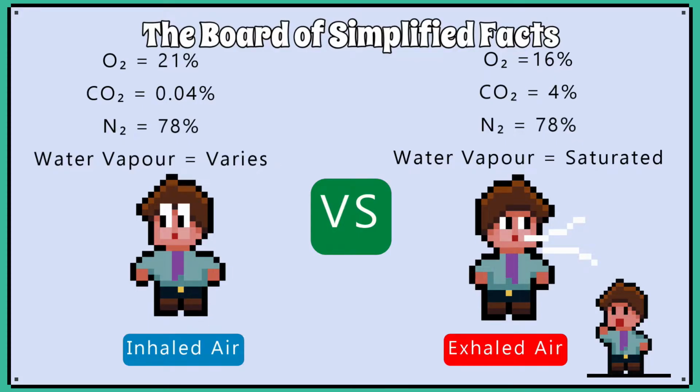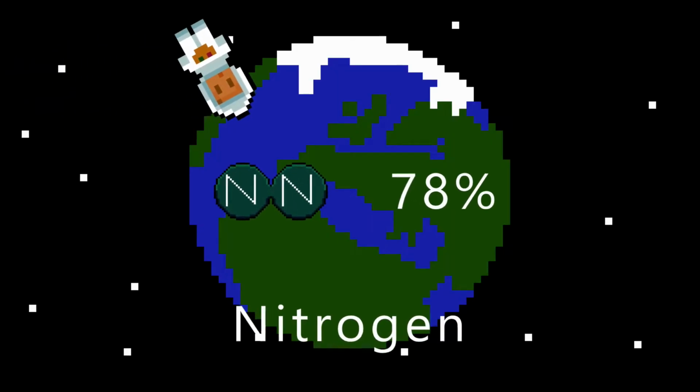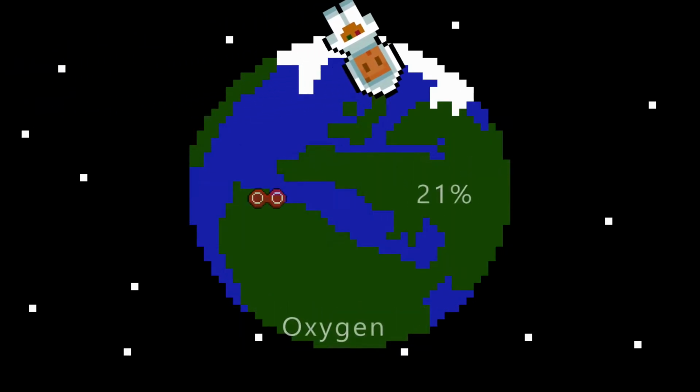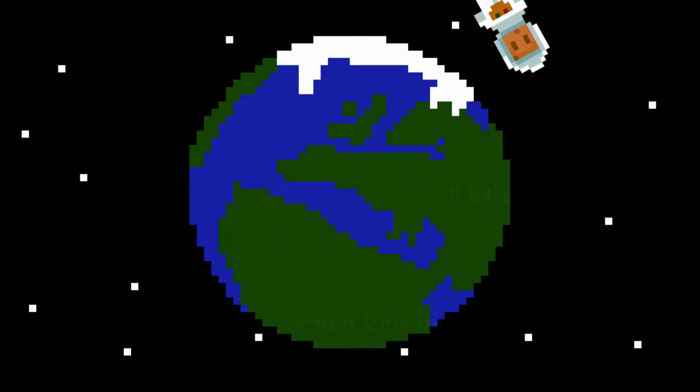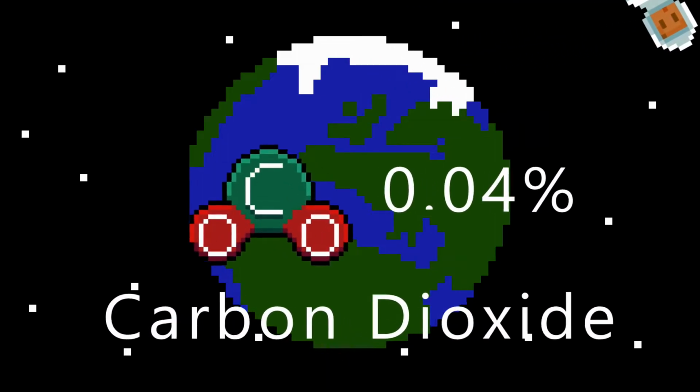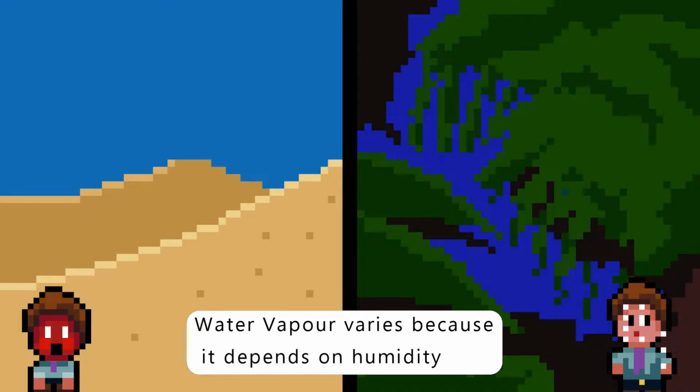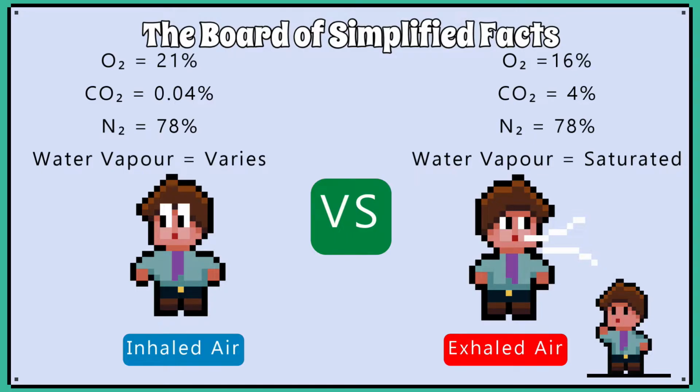You must learn the gas percentage composition of inhaled air versus exhaled air. Inhaled air is just the atmosphere, of course. 78% of the atmosphere is nitrogen, 21% is oxygen, and 0.04% is carbon dioxide. The water vapor content varies depending on humidity. The composition of exhaled air is as follows.